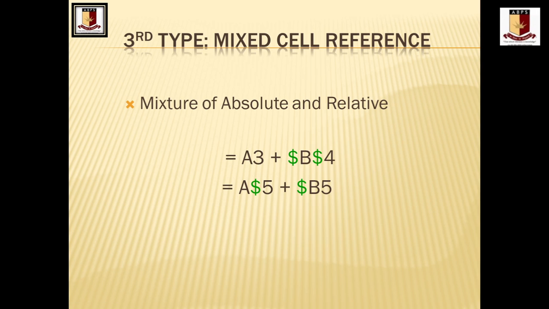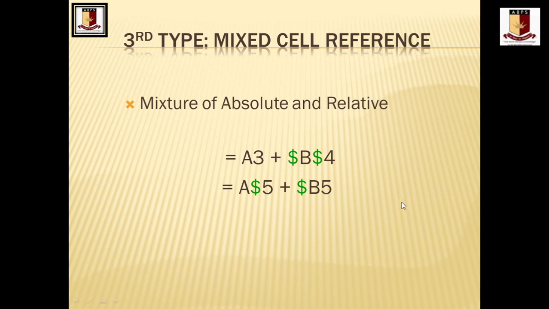This is the third one. The third referencing is mixed referencing, where relative referencing as well as fixed referencing are both there. That is called mixed referencing. Now check here, A3 plus $B$4 means B4 is fixed, but A3 is relative. When you copy and paste, the A3 will become A4, then A5, then A6, but this B4 will remain the same. So both the fixed one as well as the relative one are there. So this is called mixed referencing.